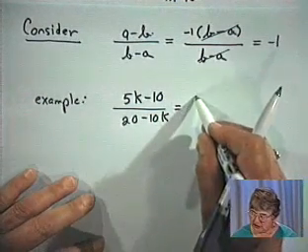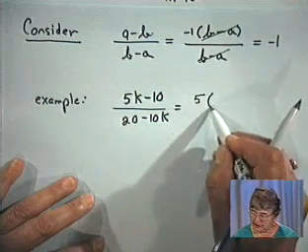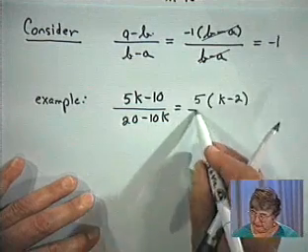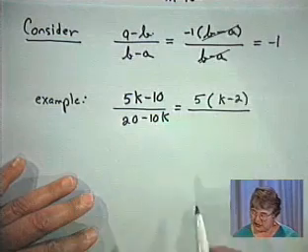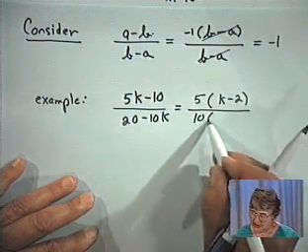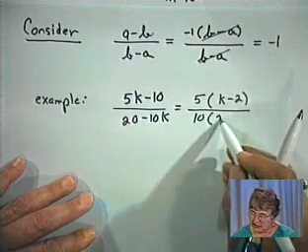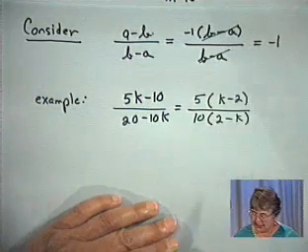So let's factor out the common factor in the numerator. We're going to factor a 5 from the numerator, and we're going to be left with k minus 2, because 5 times k is 5k, 5 times minus 2 is a minus 10. From the denominator, we have a common factor of 10, so let's factor that out. 10 times 2 is equal to 20, and 10 times a minus k is equal to a minus 10k.